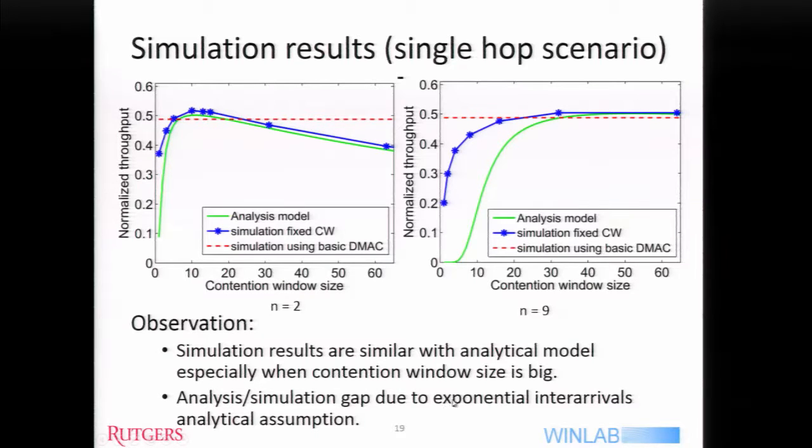That is because in our analysis we assume exponential inter-arrival. Actually, if the contention window size is small, the transmission interval is not exponential. So that's why our analysis model has some problem when the contention window size is small. But when there are 9 nodes in the network, the optimal contention window is about 53. In that way, we can see that our model is quite a good fit.